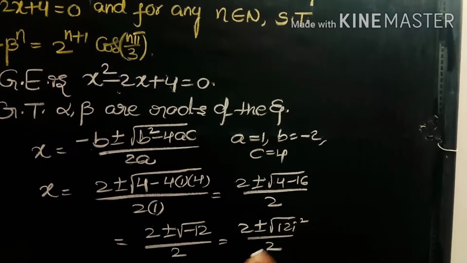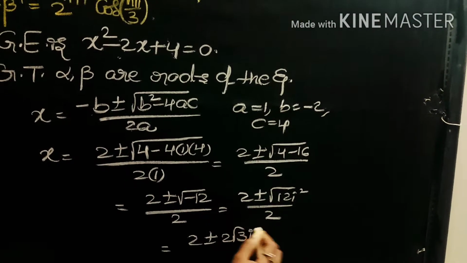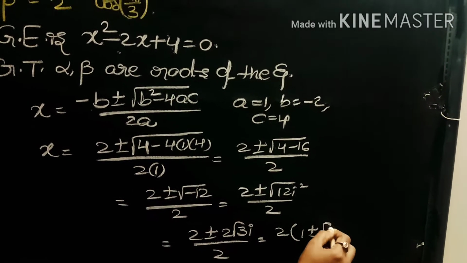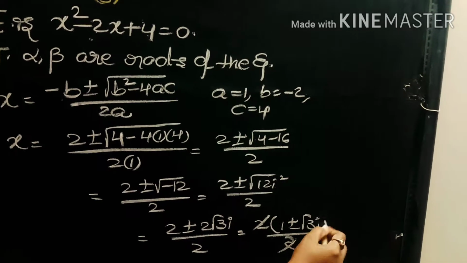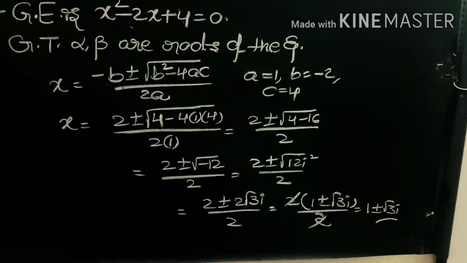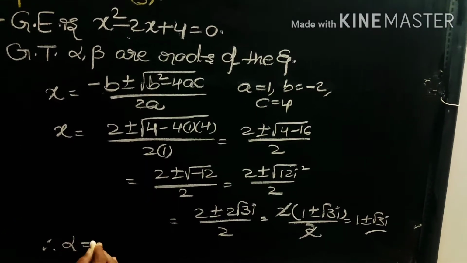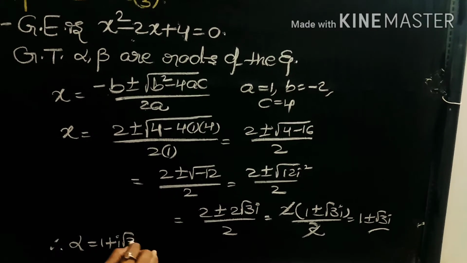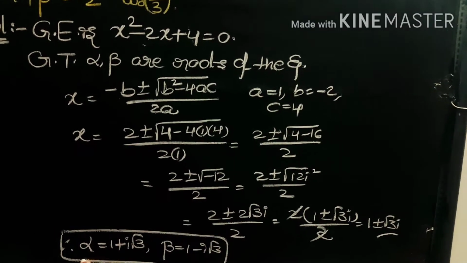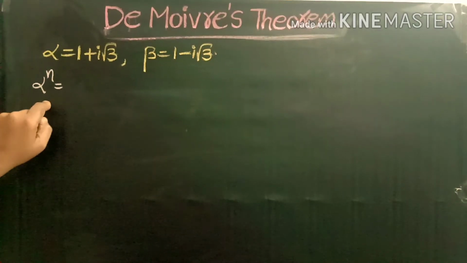Minus 1 is nothing but i², and this equals 2 ± √12, which is nothing but 2√3, into i, root of i² means i, by 2. Taking 2 common here, 2 into (1 ± √3 i) by 2. So the roots are 1 ± √3 i. Therefore, these are the roots of the equation, which are taken as α, β. First we take α = 1 + i√3 and the next root β = 1 − i√3. Now these are the roots of the equation. Now we want to show that α^n + β^n equals this value. First we find the value of α^n.